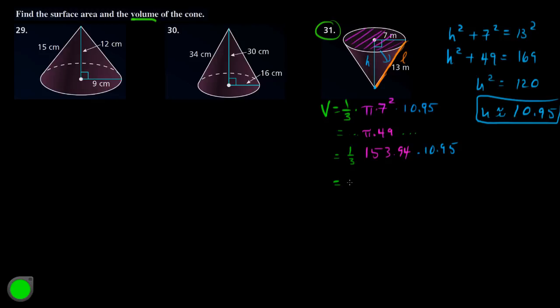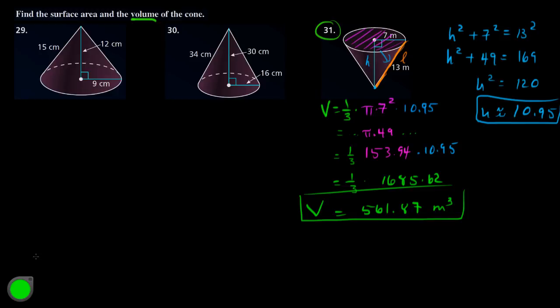And so I'm going to hit multiply by 10.95. And I get 1685.62. And then take this number and divide by 3. You could imagine it's multiplying by 1/3, and it's accomplishing the same thing. So 561.87 is the volume of this object. And these were in meters, so the volume is in meters cubed.